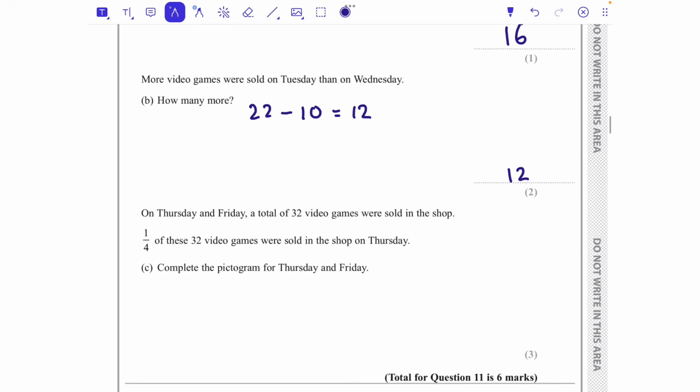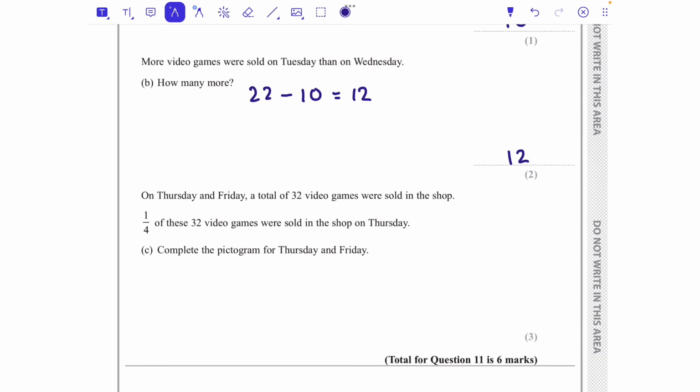Okay, part C. On Thursday and Friday, a total of 32 video games were sold in the shop. A quarter of 32 was sold on Thursday. Complete the pictogram. So first thing we're going to do is a quarter of 32. And when we do a fraction of a number, we're dividing by the bottom, and then whatever we get, we're timesing that by the top. So 32 divided by 4 is 8. 8 times 1 stays 8. So we know that 8 video games on Thursday, and the rest must have been on the Friday.